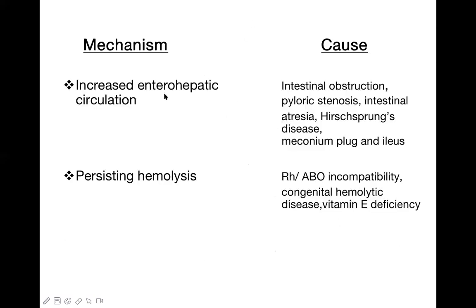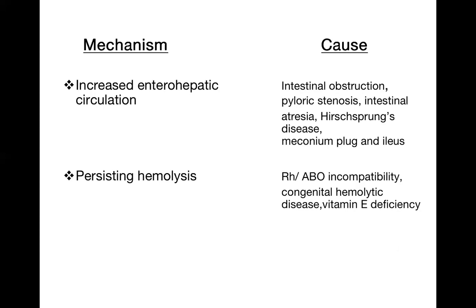Other mechanism may be increased enterohepatic circulation. The bilirubin is revolving between the liver and intestine. This occurs in the following conditions, like intestinal obstruction. Nothing is passing beyond, so the bilirubin is getting absorbed and recirculating.